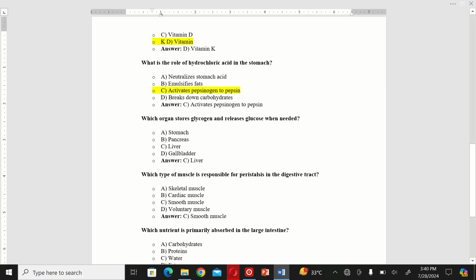The next MCQ is which organ stores glycogen and releases glucose when needed? A. Stomach. B. Pancreas. C. Liver. D. Gallbladder. So the correct option is C.